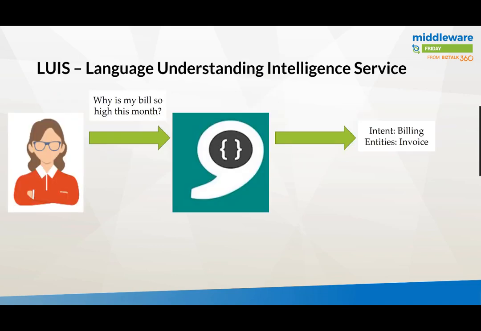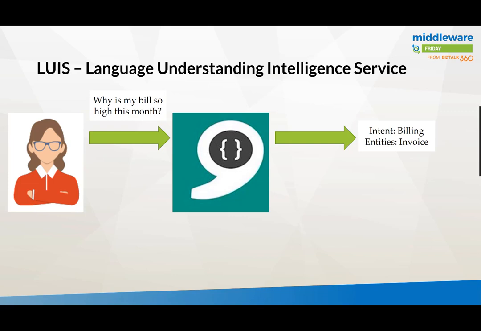So we've got a customer who's sending in an email saying, why is my bill so high? LUIS will get this input in, which is called an utterance, and it'll try to understand the intent. What is the intent of this user? Well, the intent in this case is they've got some sort of billing inquiry.